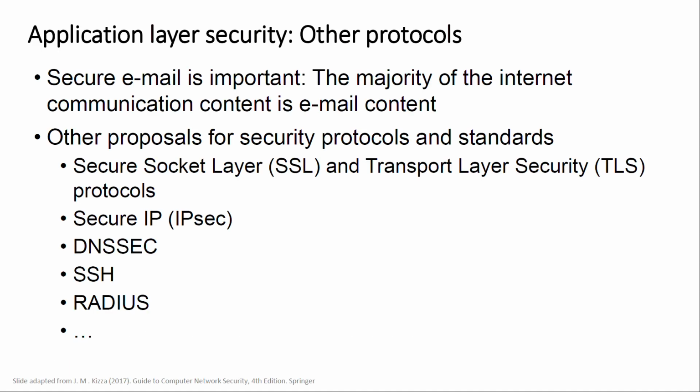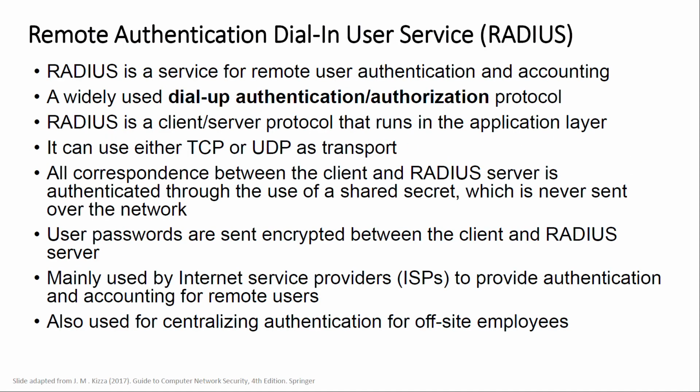So this will be all for secure email. I will briefly mention a few more application layer security protocols and conclude this discussion. So there are other protocols. Secure email is important. The majority of the internet communication content is email content. Other proposals for security protocols and standards are SSL/TLS, Secure IP, called IPsec, DNSSEC, SSH, and Radius. So in the next slide I will talk about Radius.